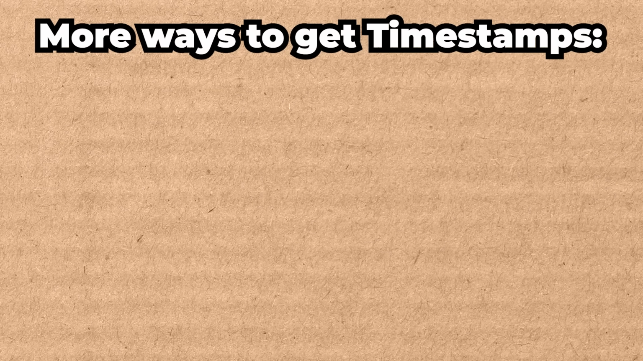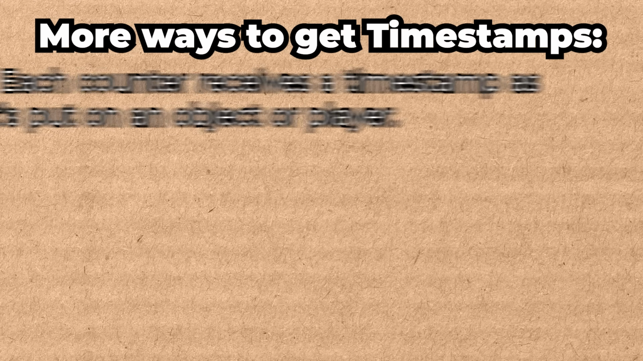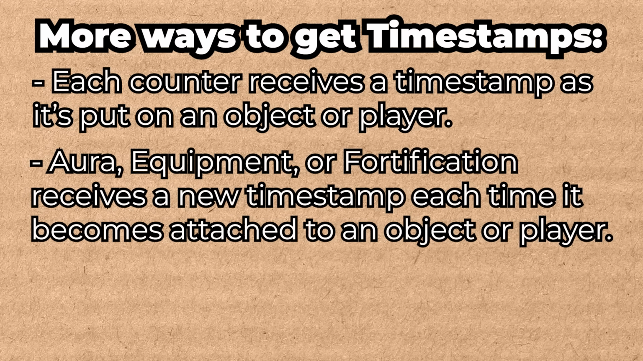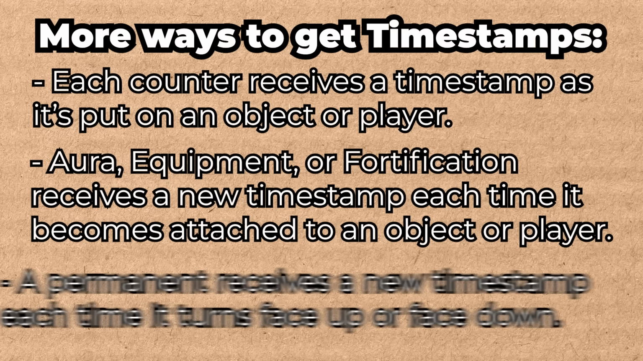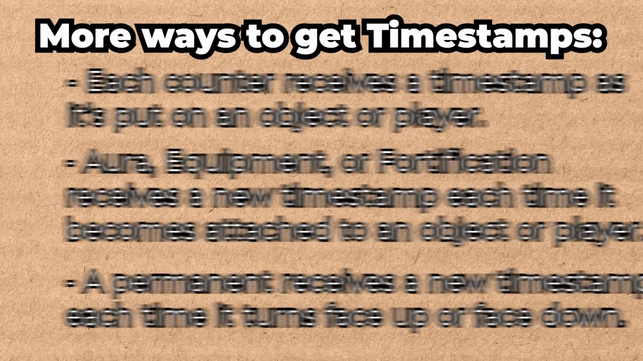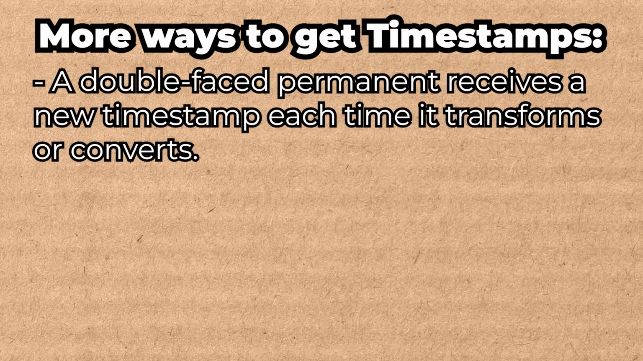Now I mentioned before a couple of ways things get timestamps. There are a few others you should keep in mind too. Counters individually get timestamps when placed on something. This is mostly important for ability counters. Auras, equipment, and fortifications get new timestamps each time they become attached to something. Permanents get a new timestamp each time they're turned face up or face down. And transforming permanents get a new timestamp each time they transform.